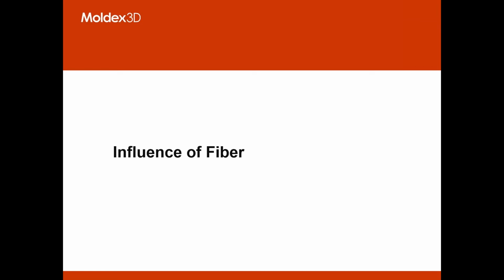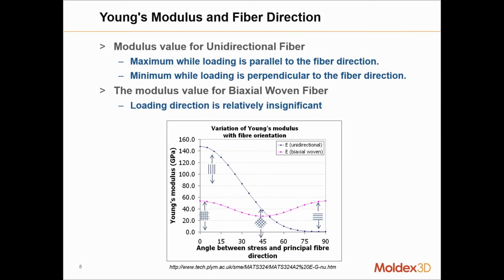So the influences of fiber. For unidirectional fiber, that's one direction fibers, your modulus becomes maximum when the loading is parallel to your fiber direction, as you can see on the graph. As your fibers become more perpendicular to the loading, the modulus goes down due to the orientation.